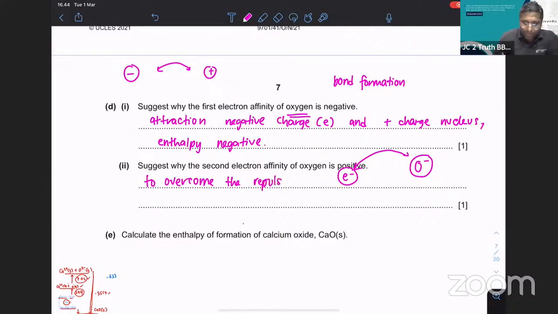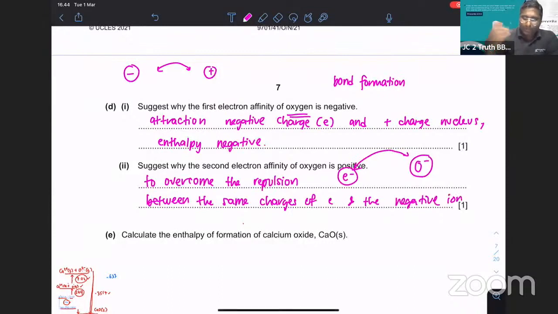The repulsion is between the same charges, of the electron and the negative ion. That is why it is going to be positive. You need to overcome it. It's like you try to force them, and in order to force them, energy is going to be absorbed. So it's going to be endothermic. So that's why it's positive.